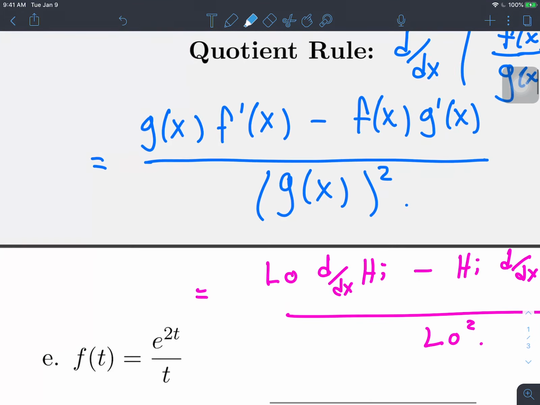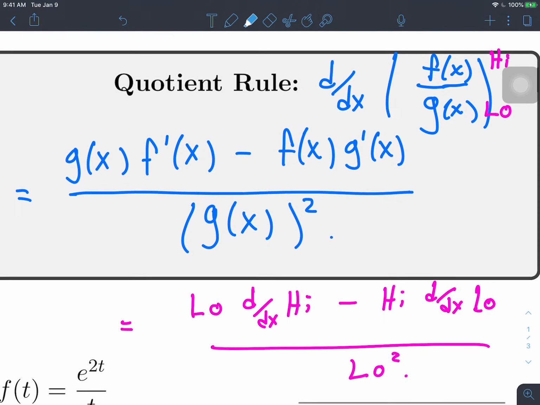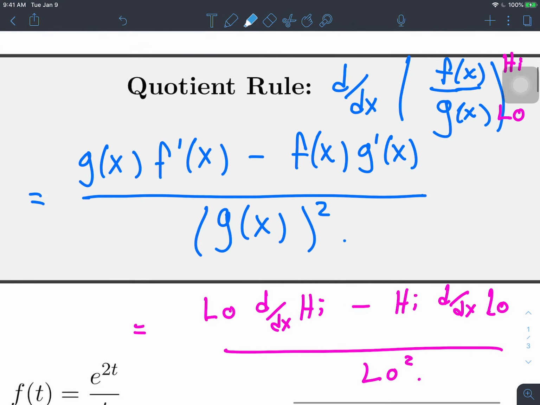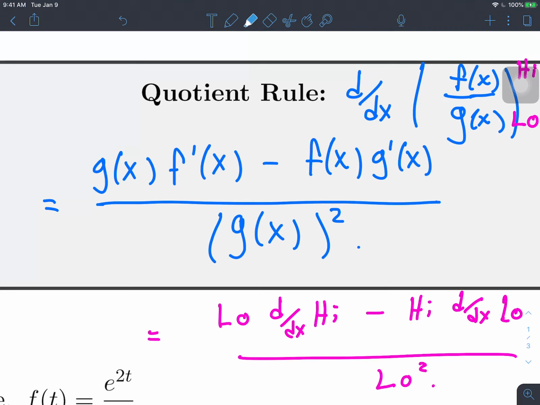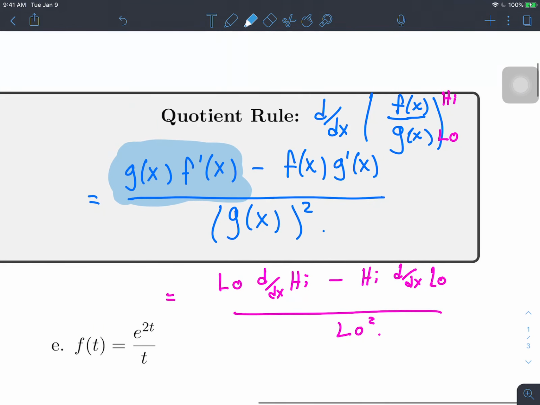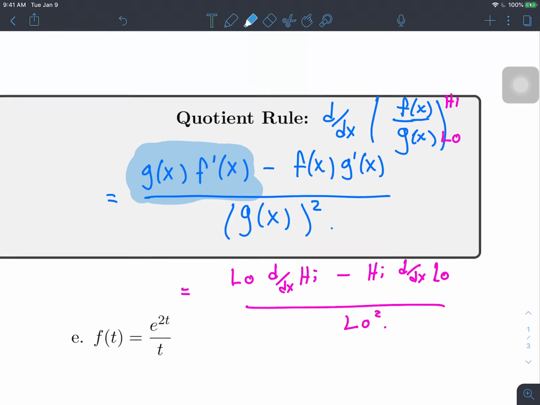One way that I heard a student remember this was like, oh yeah, I have a girlfriend, GF, and she's totally prime, so GF prime. That's how they remembered it. I don't know. If that works for you, great. If the low-D high thing works for you, also great. But you do need to remember that g times f prime is what comes first in this subtraction here.